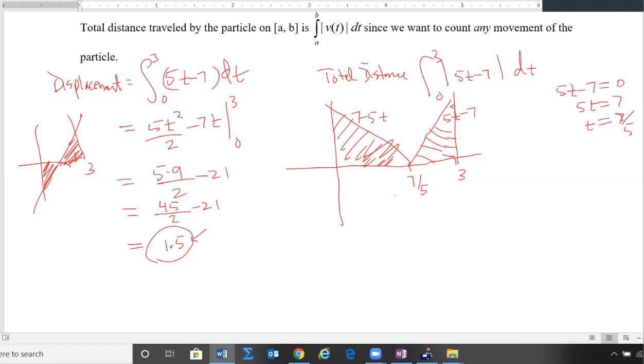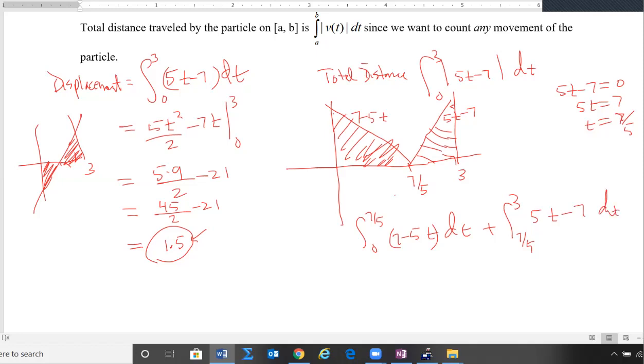Now it could have been negative depending on the interval. That answer could have ended up negative, but it didn't. Anyway, over here, this guarantees we're going to get all positive results, and we'll have the distances traveled during each amount of time. So you've got two integrals here. You're going to go from 0 to 7 over 5 of 7 minus 5t dt, and then you're going to add to that the integral from 7 over 5 to 3 of 5t minus 7. This portion is positive here.